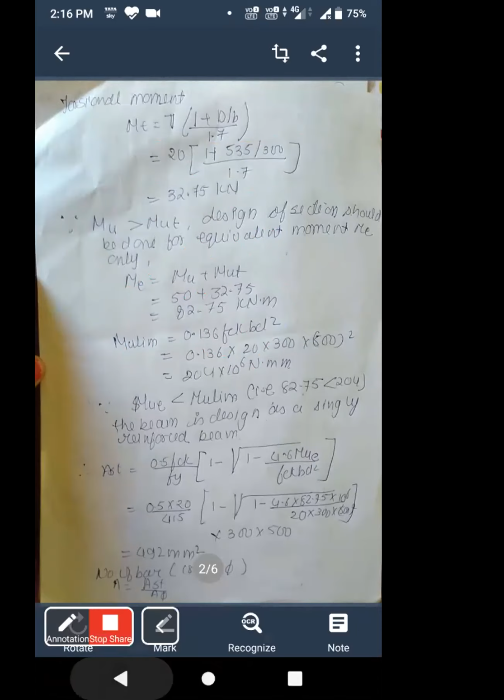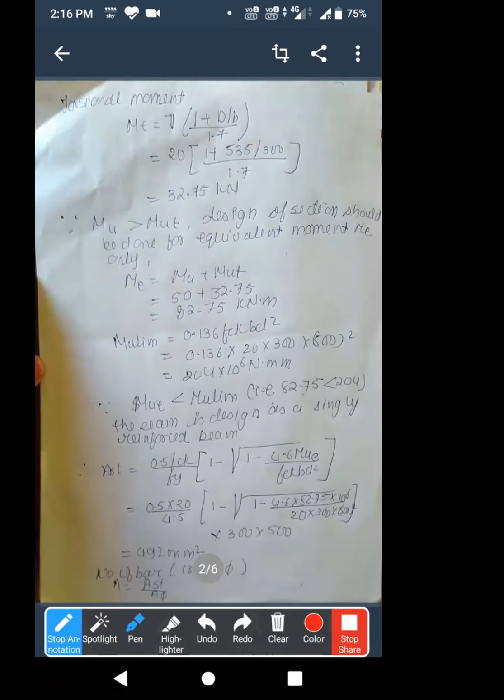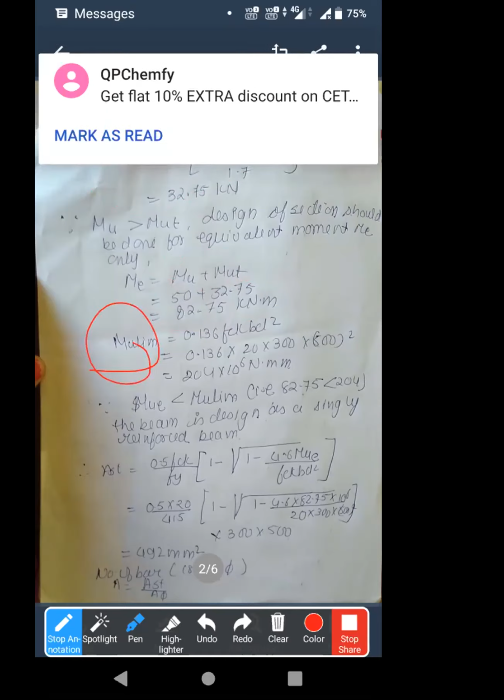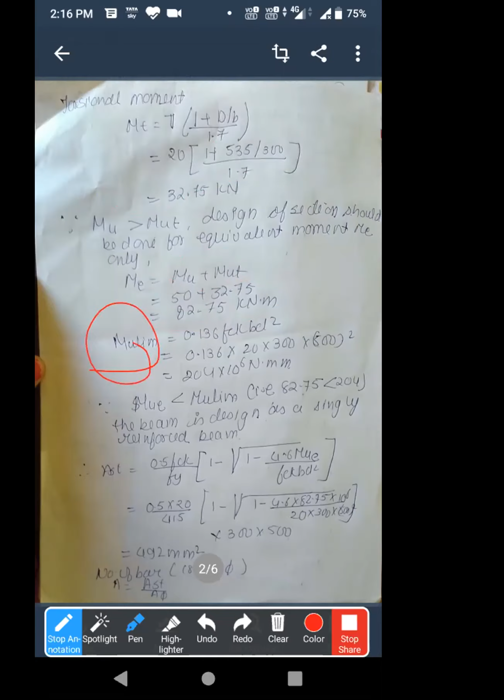We have seen the formula for the equivalent moment is Mu plus MuT. Mu you know, MuT you have calculated. Therefore, the equivalent moment you are getting is 82.75. Now you have to calculate Mu limit. Mu limit is calculated to find whether your beam is singly reinforced or doubly reinforced. Therefore, you have to go with the Mu limit.